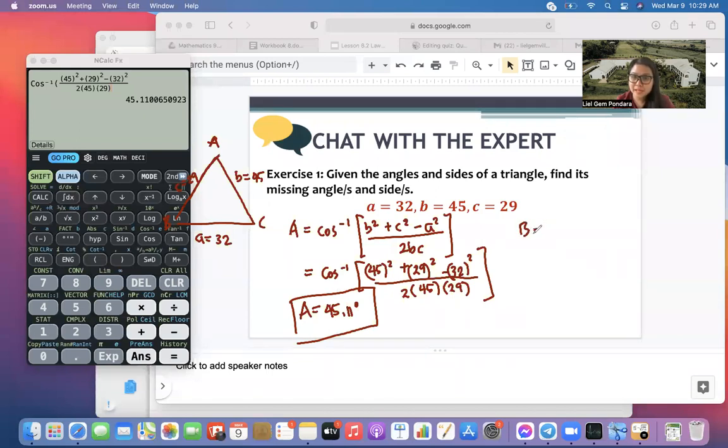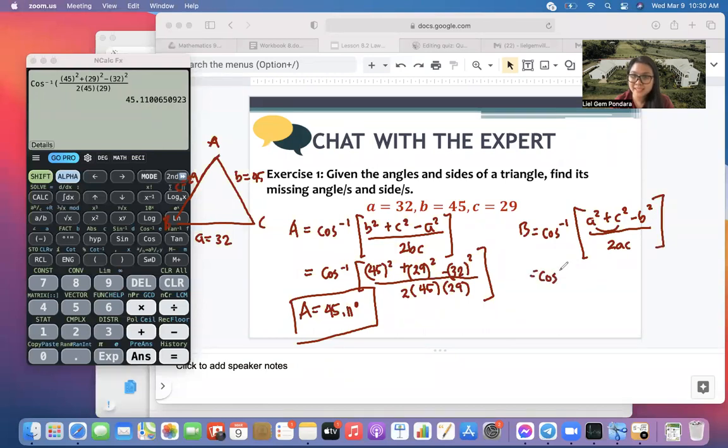The same. B equals cosine -1 of A squared plus C squared minus B squared. Now you might ask me, how did I memorize this? Here's a technique. If you're looking for B, then the added sides will be the ones different from B. So A and C, you square it. Then you subtract its corresponding side, minus B squared. Over 2, you multiply the ones that you added, AC.